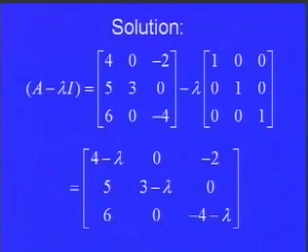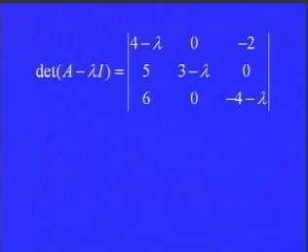Okay, now I want to set this determinant equal to 0. The determinant of A minus lambda I would just be the determinant of that matrix we found. And remember that the symbols that look like absolute value parentheses mean take the determinant of for a matrix.